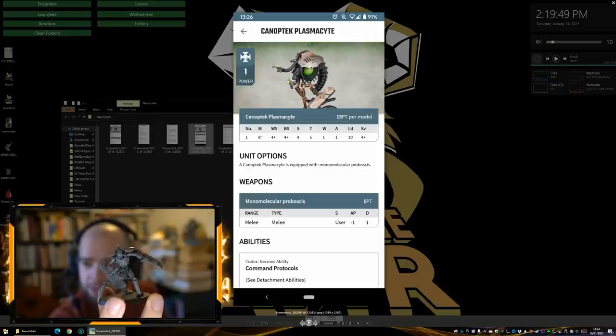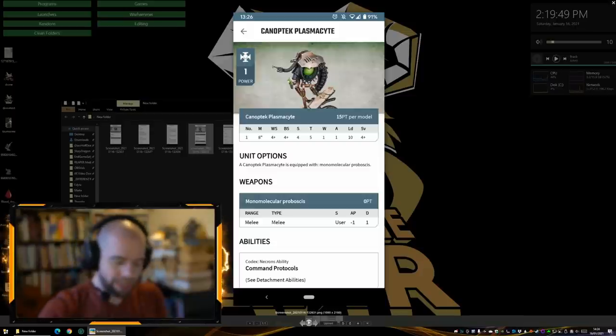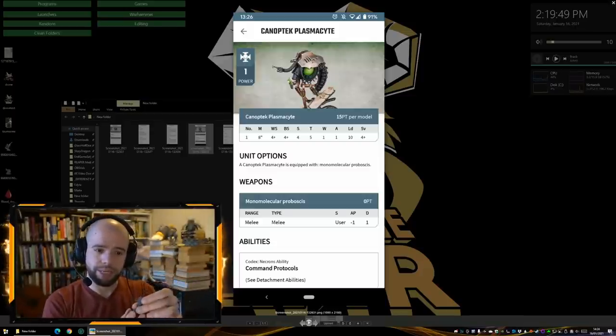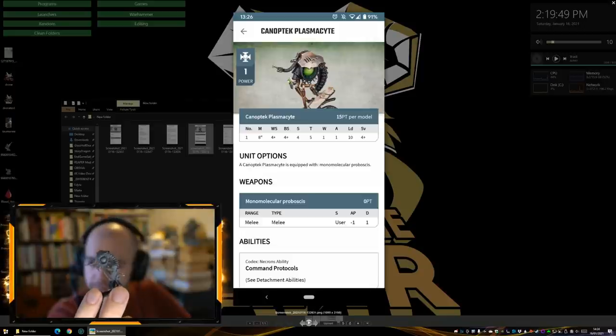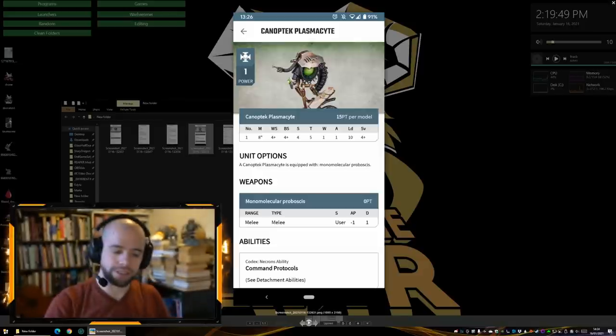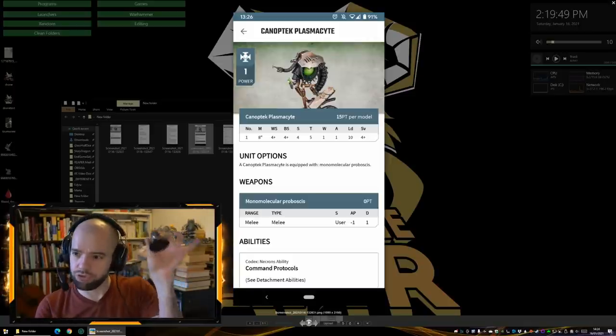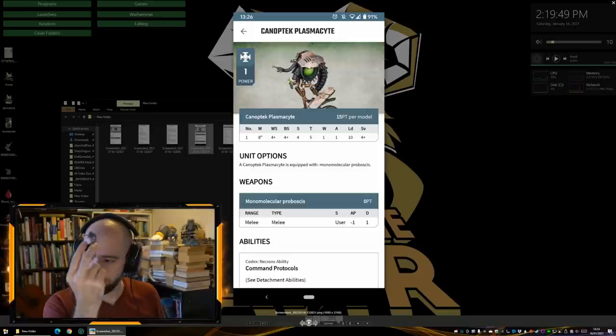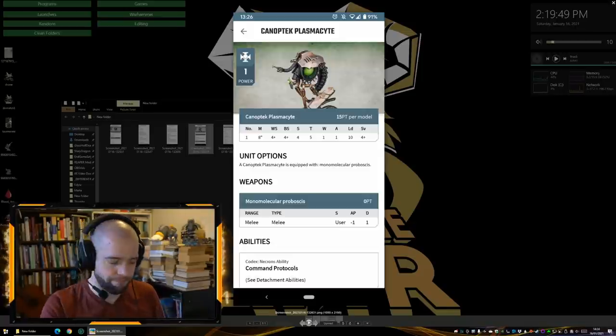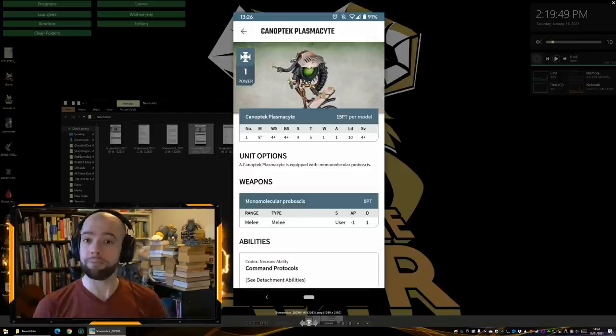So the Skorpekh Destroyers come on a sprue of 3 Skorpekh Destroyers and 1 Plasmacyte. So you can't buy the Plasmacyte on its own. It comes on the sprue with the Destroyers. It is a model that is clearly supposed to be used with the Skorpekh Destroyers. It's in the Indomitus box because the Skorpekh Destroyers are in the Indomitus box. This is probably going to be a model in Kill Team. Great. Why is it a bad model?